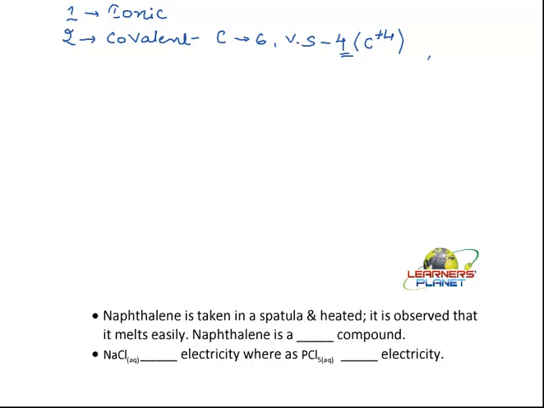To form an anion, what can it do? It will have to accept 4 electrons. After accepting 4 electrons, it will form C4- ions. So in both cases, it requires a large amount of energy. So what type of compounds will this carbon form? Carbon will share its electrons with the other elements.